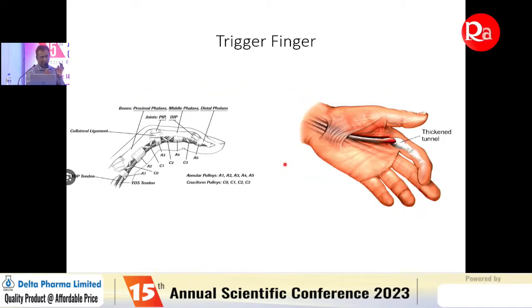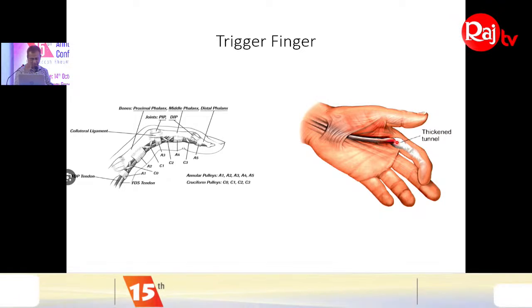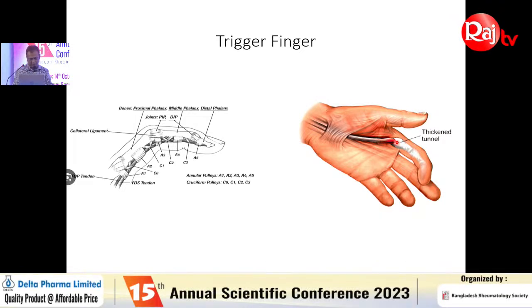Trigger finger is another very critical thing. We put the needle in different sites without knowing the anatomy. Actually, you have to put the needle in the A1 pulley. There are some cross pulleys and some circular pulleys, and you have to give the needle in the A1 pulley, that is the round pulley, where the thickening occurs, and also sometimes a nodule is found.